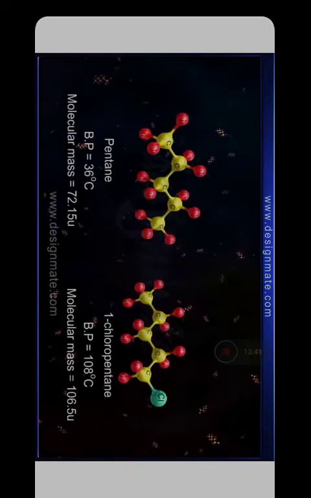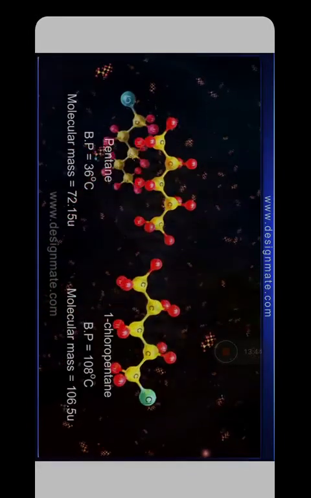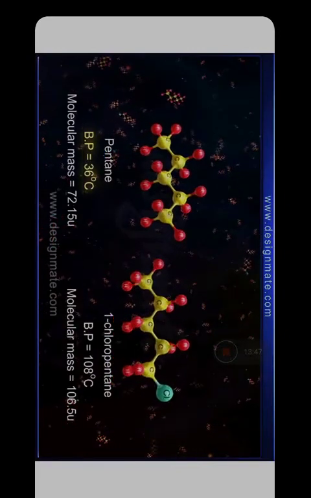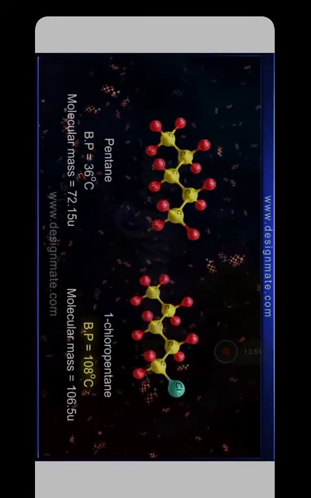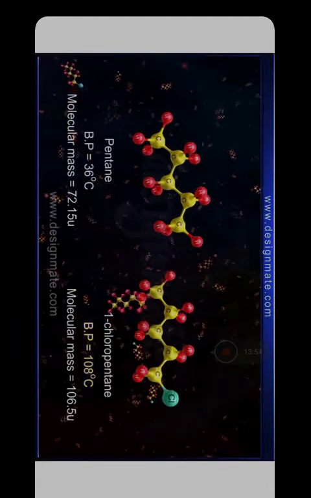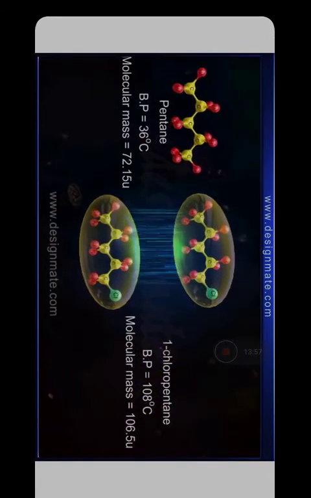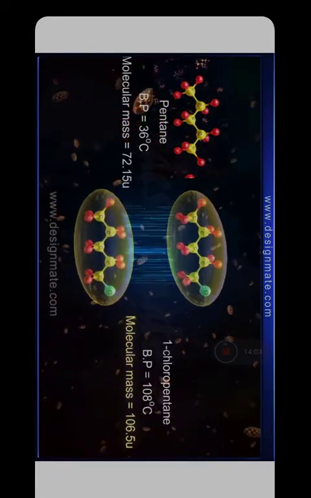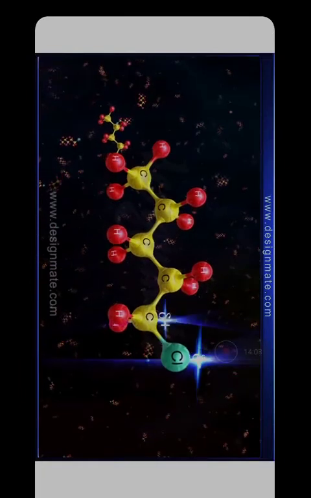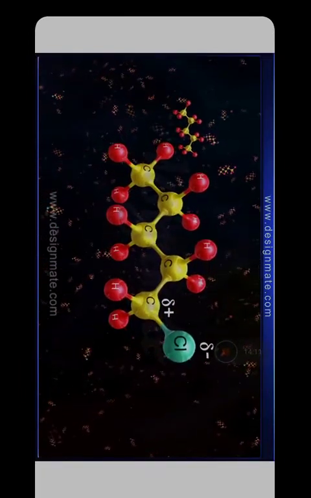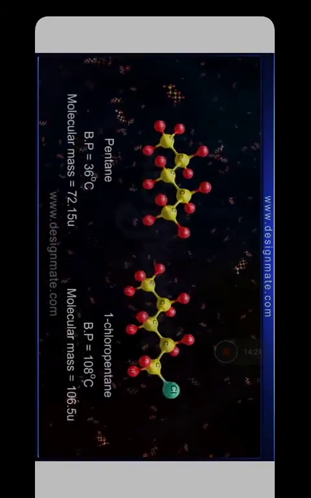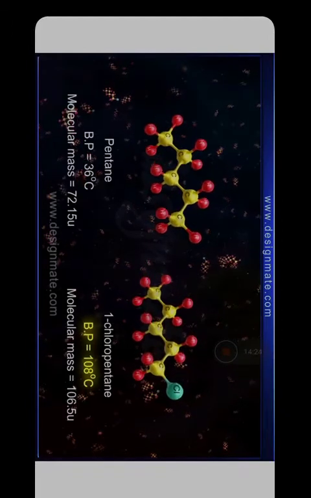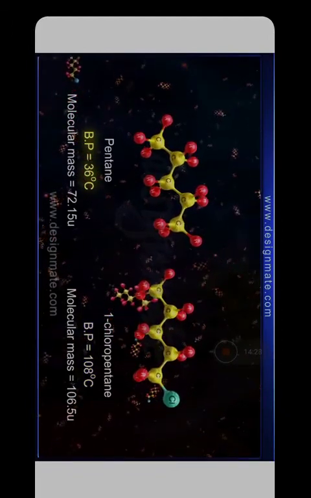Boiling points. Let us compare the boiling points of pentane and 1-chloropentane. While pentane boils at 36 degrees Celsius, chloropentane has to be heated to 108 degrees Celsius to boil it. Clearly, the chloropentane molecule has a higher molecular mass, resulting in higher dispersion forces. Also, the polar nature of the C-Cl bond in chloropentane gives rise to stronger dipole-dipole interactions between its molecules. From this we can conclude that alkyl halides have higher boiling points than the parent hydrocarbons.